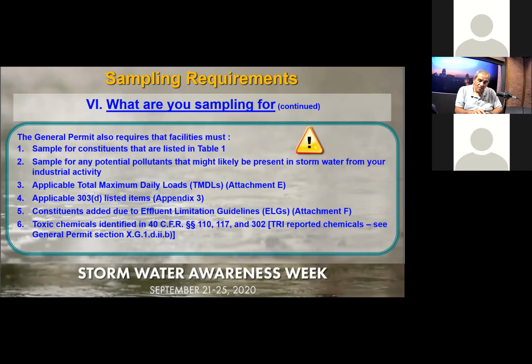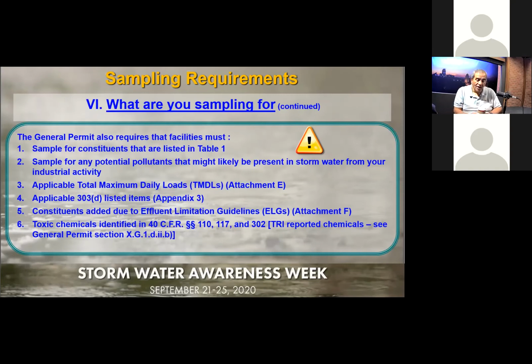And again, just like point number 2, where you determine it's a potential pollutant, and point number 4, the 303 list items, if you find that your TRI reporting chemicals are not coming in your stormwater at all, that there's no evidence of it being there, or to the point where it's not affecting your NELs, then you can discontinue sampling. But again, you have to prove it.